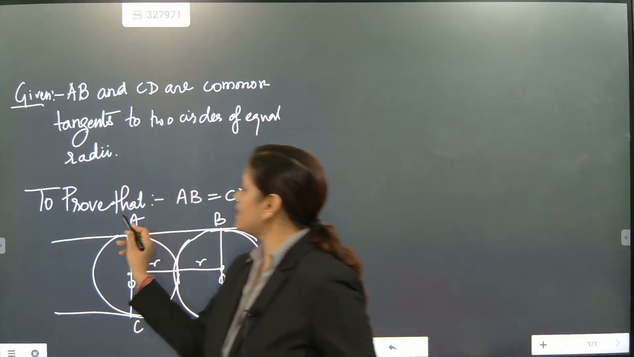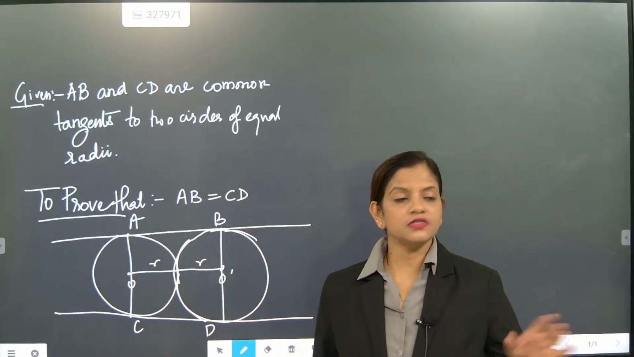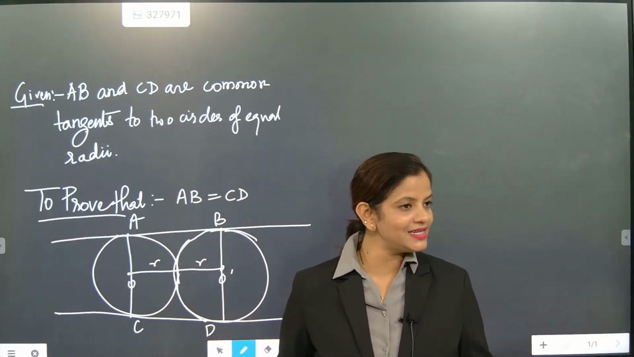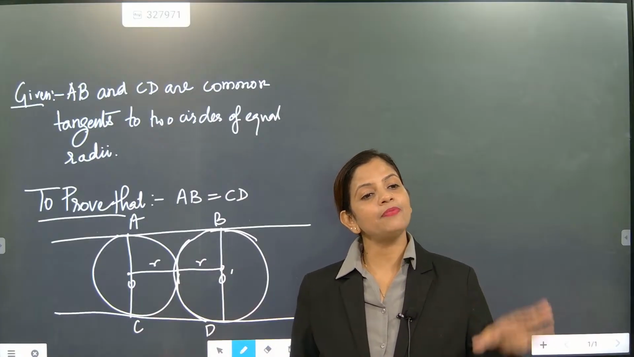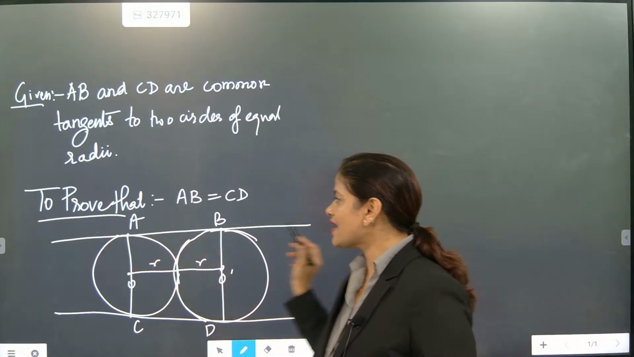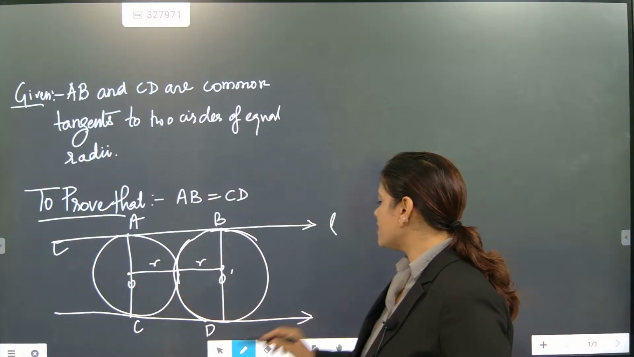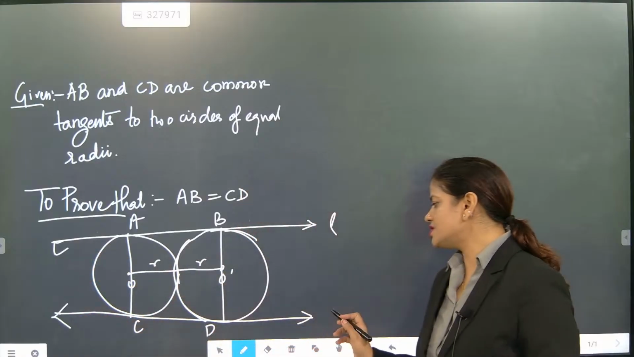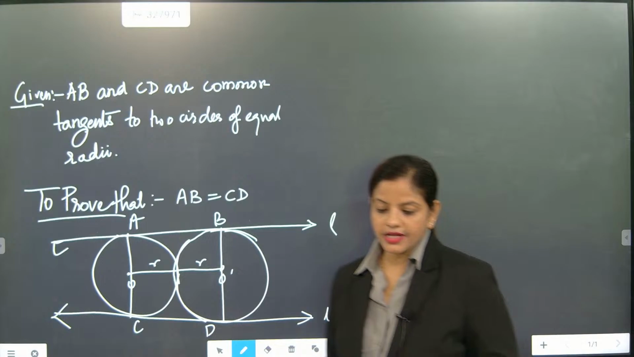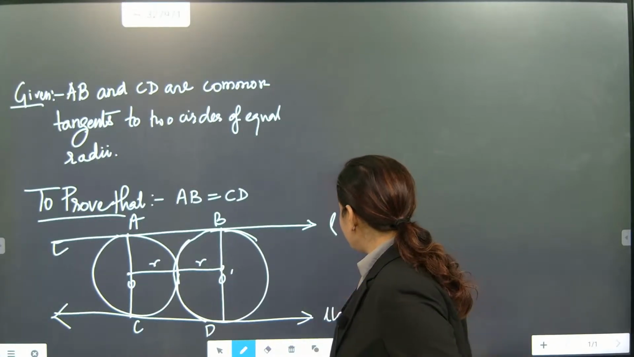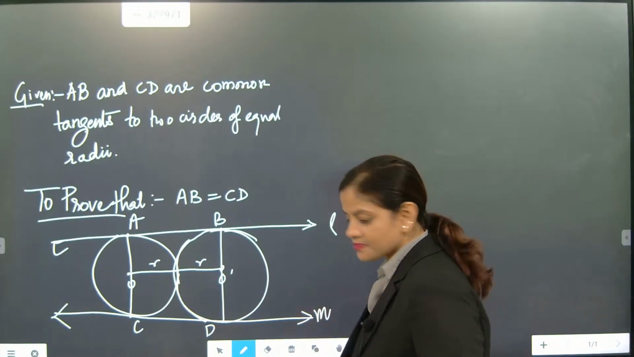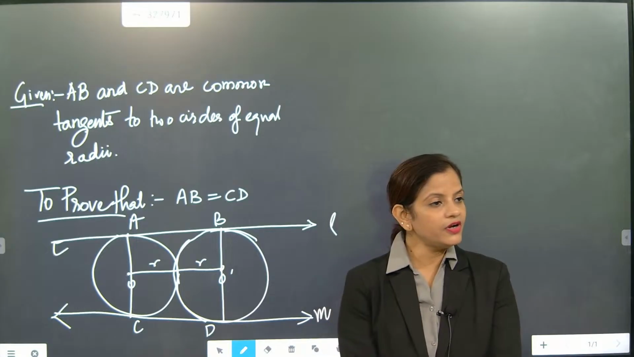So now prove that AB is equal to CD. So what is AB? This one is exactly the tangent. We will say that this line L and this line M will become the tangents to the two circles having the same radius. Tangents to the two circles having the same radius. Okay. So I hope you might have understood this one.